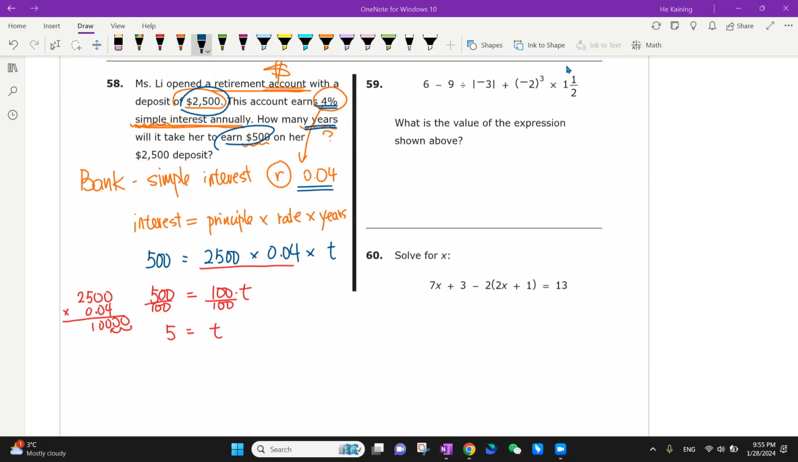Okay, now we're jumping on to question number 59. Let's take a look at this one. And here it says we're going to find the value of this expression. And actually, there's no shortcut. We have to make sure that we're using the rule for PEMDAS.